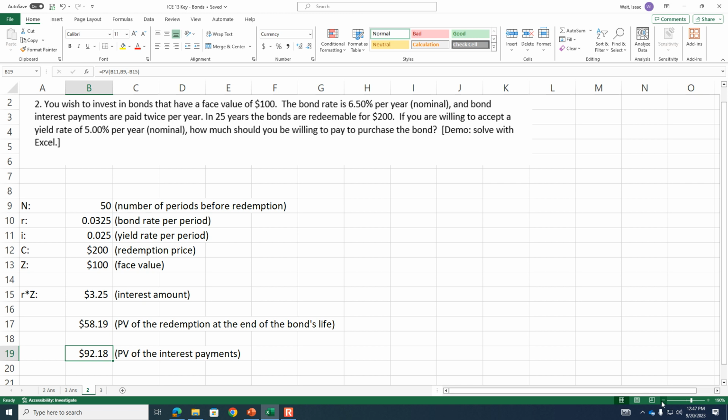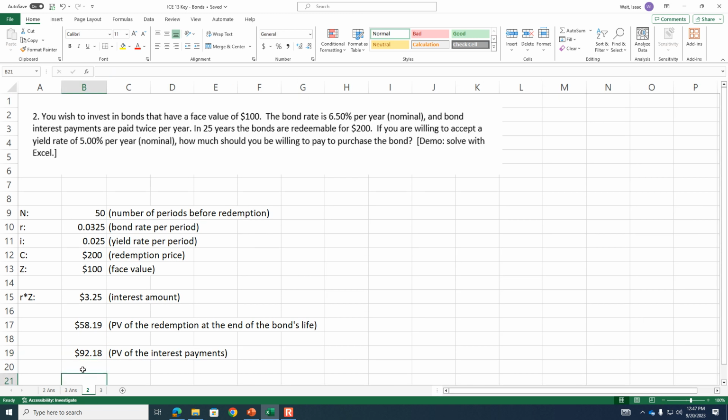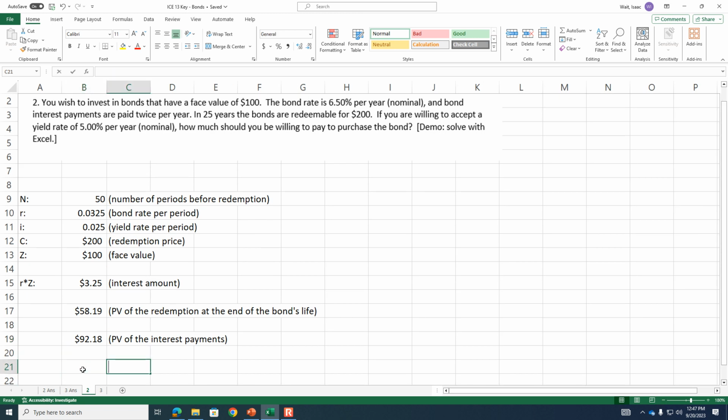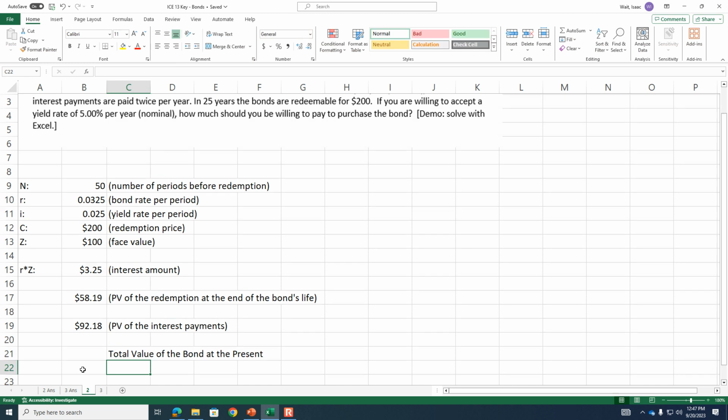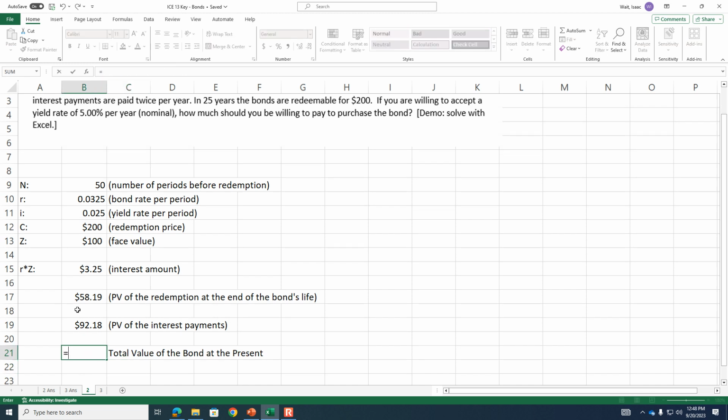So therefore, the overall present value. The total value of the bond at the present is the value of the lump sum and the value of the interest payments. So this bond is worth $150.37.